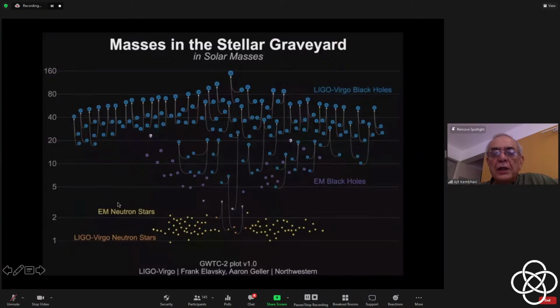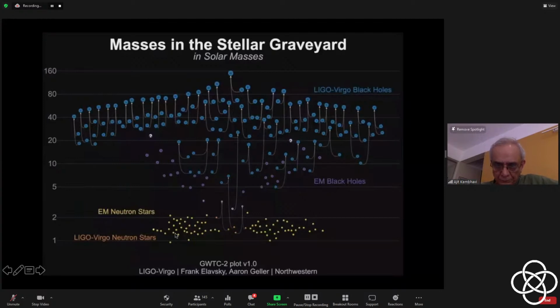And you see that these are all the electromagnetic neutron stars. What do I mean by that? These are the neutron stars whose masses have been measured due to their being in X-ray binaries or being pulsars, binary pulsars and so forth. And these are the electromagnetic black holes, meaning that these are black holes which are in X-ray binaries, and you detect them through the electromagnetic radiation, not from the black hole, but from the X-ray binaries. And all the others are black holes which have been discovered by LIGO.